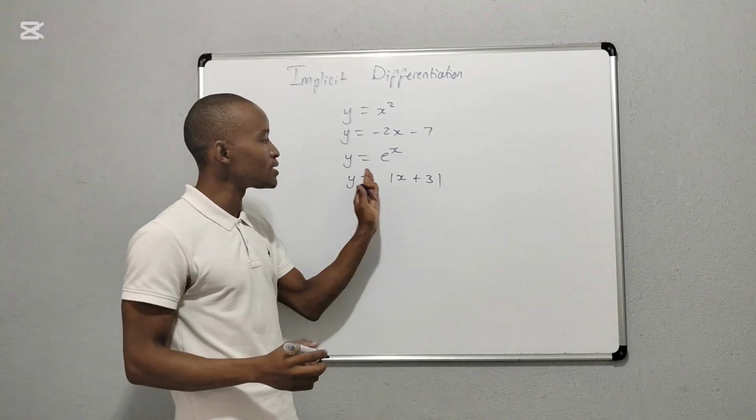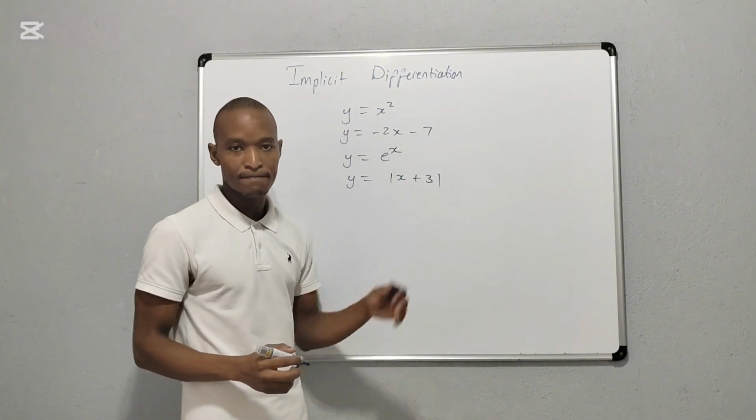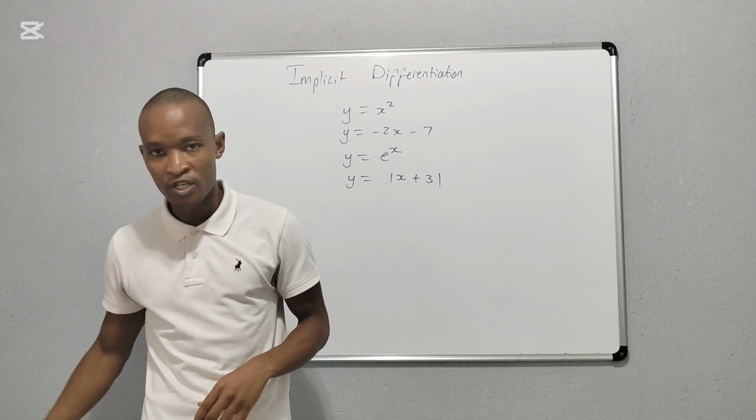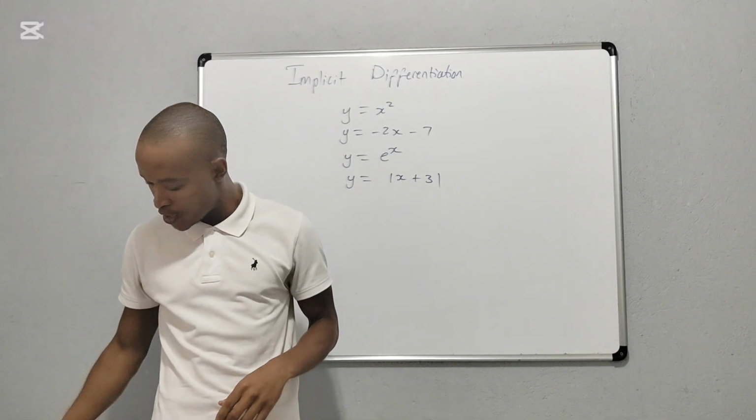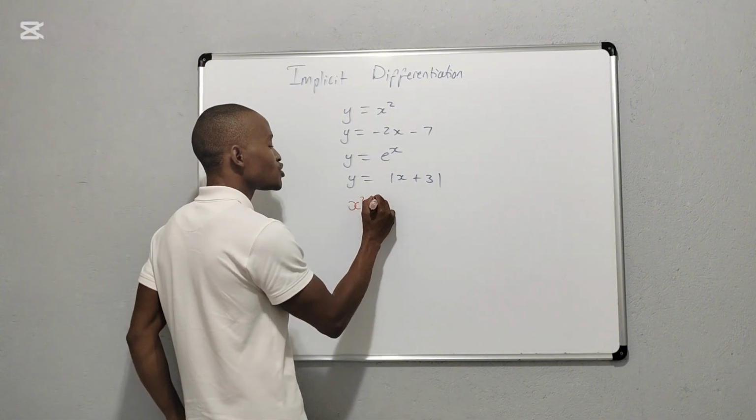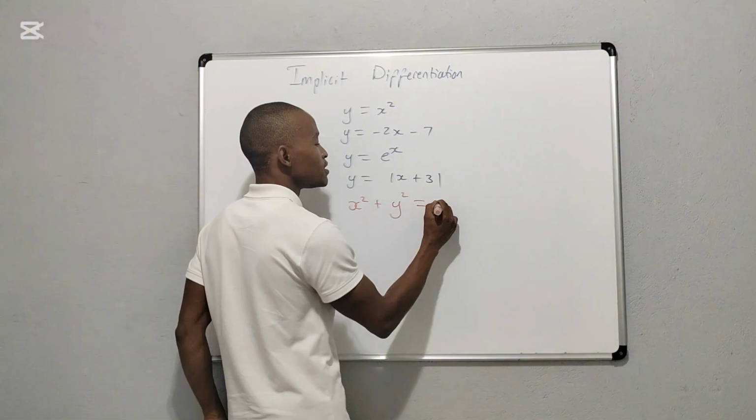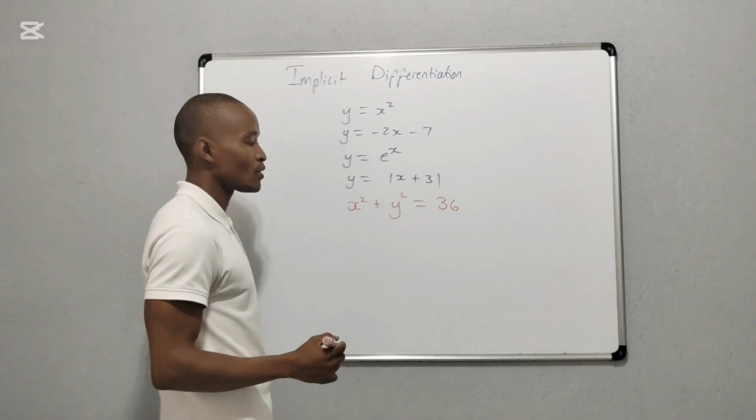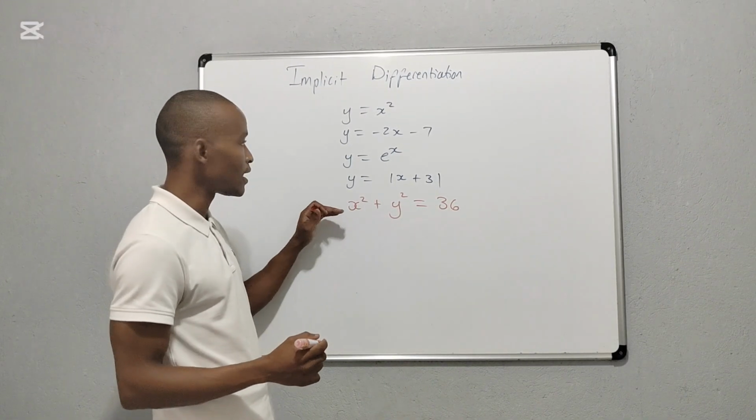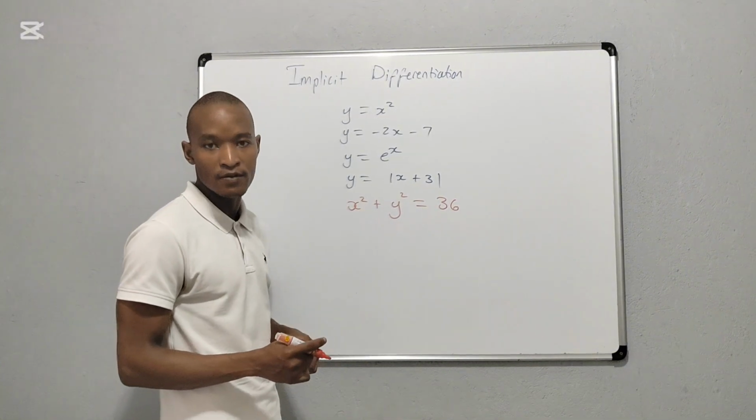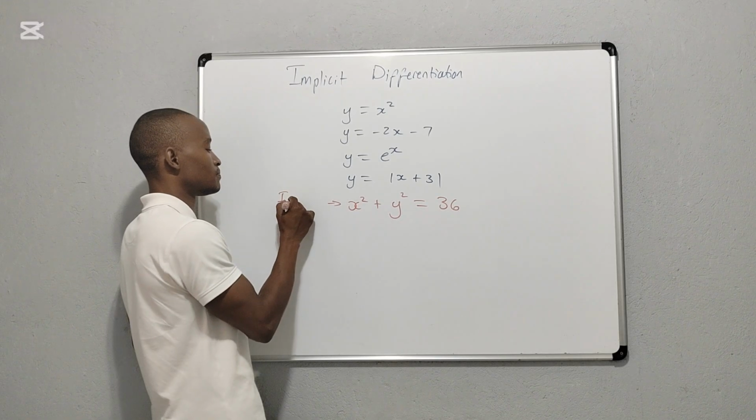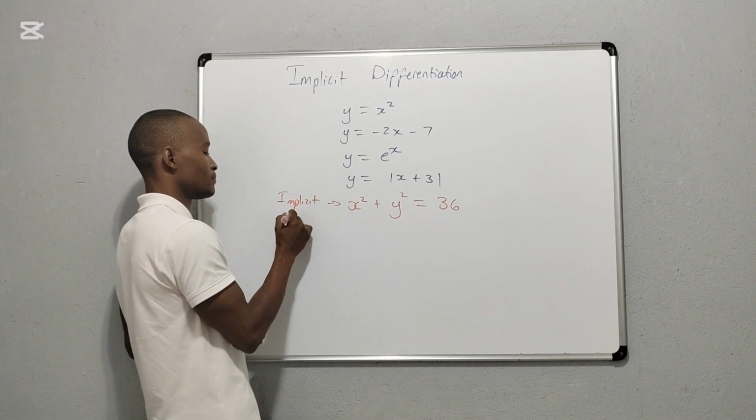Y is explicitly written in terms of x. Okay, but what we are discussing in this video is not explicit equations, it's implicit equations. Okay, and they look like this. If I now give you x squared plus y squared is equal to 36, y is not written as the subject of the equation like this other set of equations I've given. So this is what you call an implicit equation.